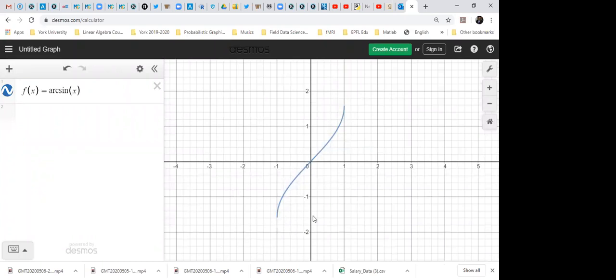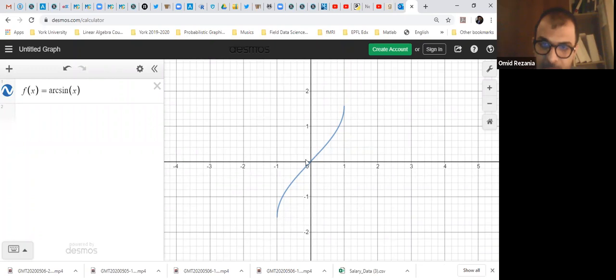What is the range? This is pi over 2. This is minus pi over 2. And the domain, you see that it's the range of sine x, between -1 and +1. If this is the inverse of sine x, whatever you see on the x-axis was on the y-axis of sine x, so the domain of the inverse is the range of sine x.